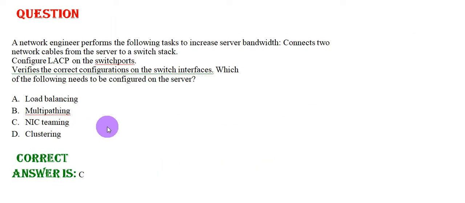A network engineer performs the following task to increase a server bandwidth. Connects two network cables from the server to a switch stack. Configure LACP on the switch ports. Verifies the correct configuration on the switch interfaces. Which of the following needs to be configured on the server? Option A, load balancing, option B, multipathing, option C, NIC teaming, option D, clustering. The correct answer is option C.